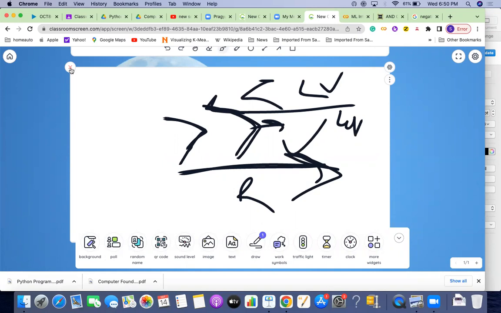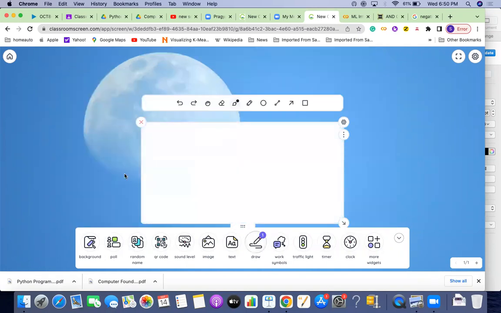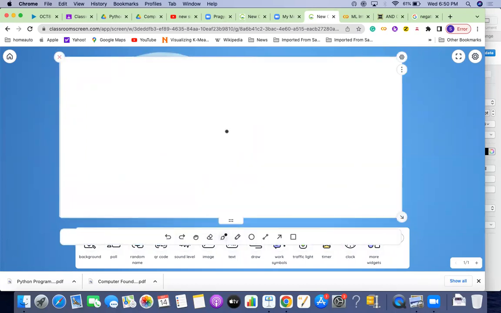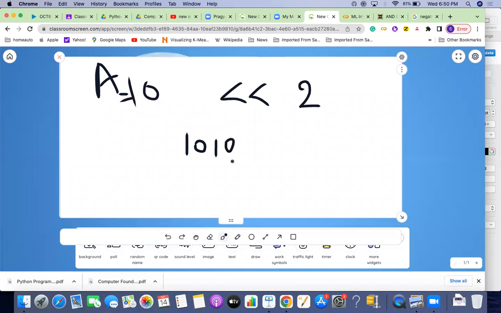Yes, sir. So what is meant by right shift and left shift? It's like you are trying to shift the bits. For example, take a is equal to 10. Now I am trying to do a right shift, sorry, a left shift by 2. 10 is converted into binary 1 0 1 0, and now I want to shift it by 2.